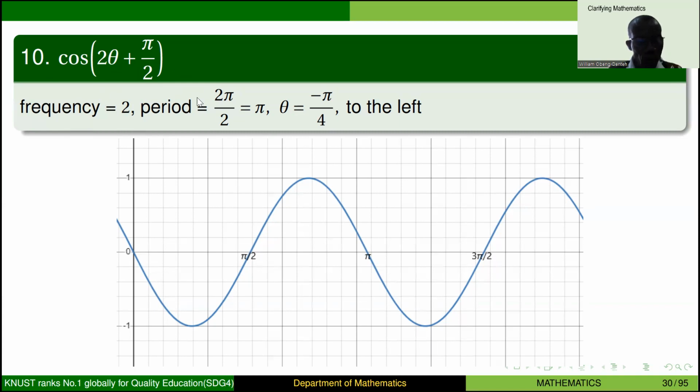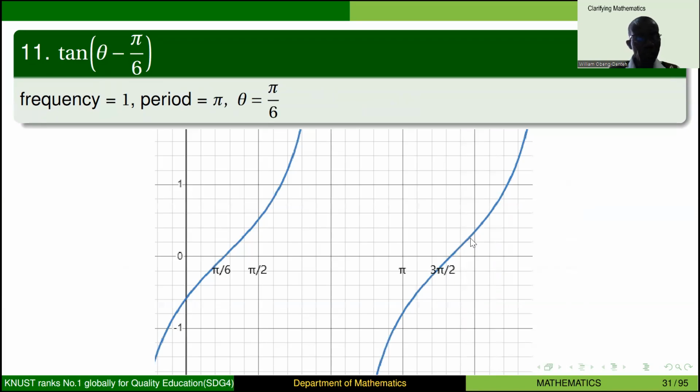Then our period will also be 2 pi divided by 2, so we'll get pi. So within pi, we'll get a wave over there. So look at it carefully and look at the shift, how the whole thing has been done. Look at the shift, a shift of negative, that is pi on 4. Great.